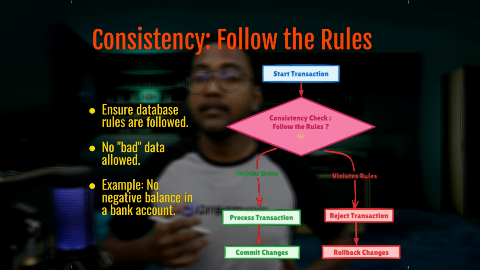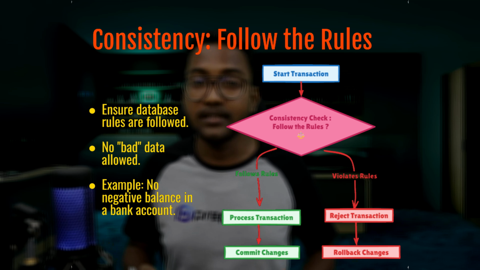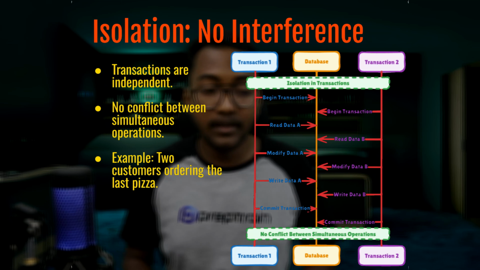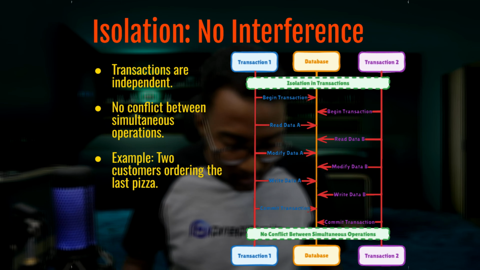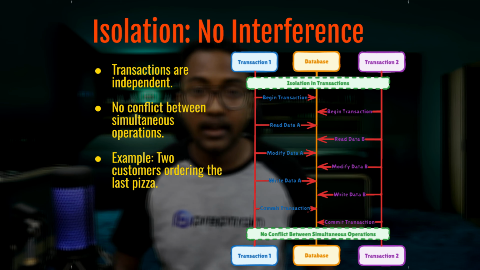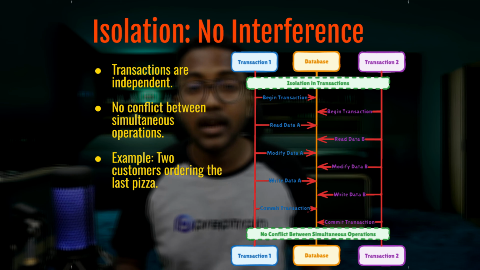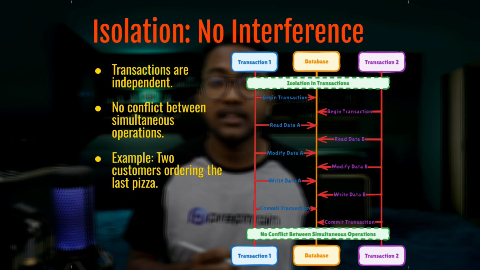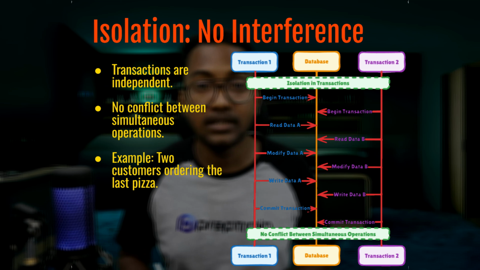Now that we have covered consistency, let's move on to isolation, another critical principle that keeps transactions from interfering with each other. Now, the third principle in ACID transactions is isolation, and it's all about making sure that multiple transactions happening at the same time don't interfere with each other.